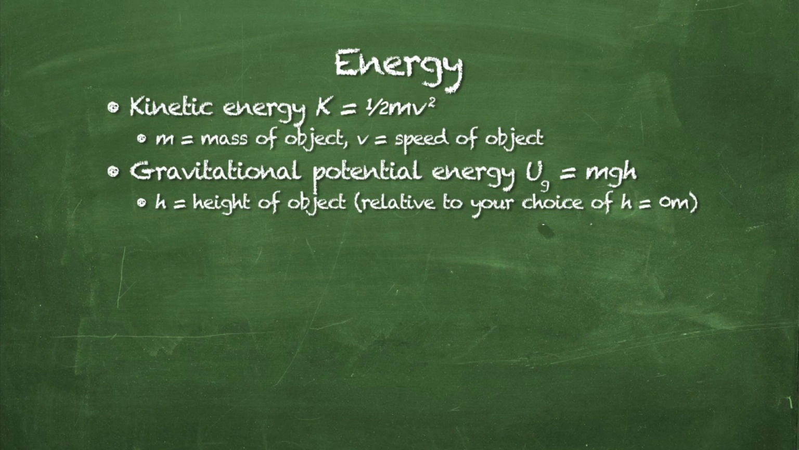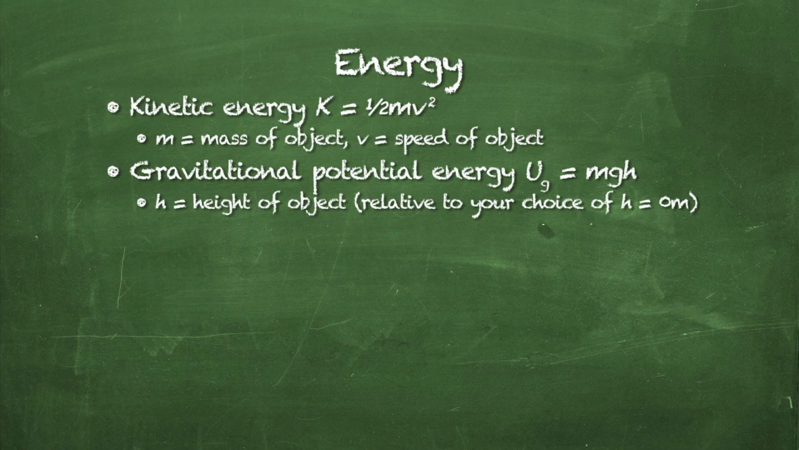We'll represent potential energy with a U, so that U sub g, or potential energy from gravity, is equal to m, the mass of the object, times g, which is 9.8 newtons per kilogram, times h, or the height of the object. Now this is important. You are free to choose where you call height equal to 0, which means that you're also free to choose where you set potential energy equal to 0.